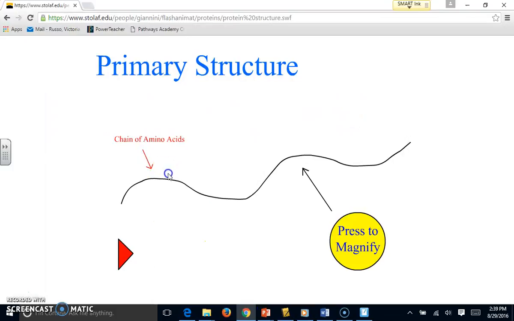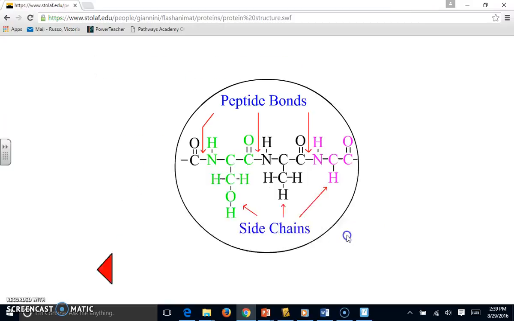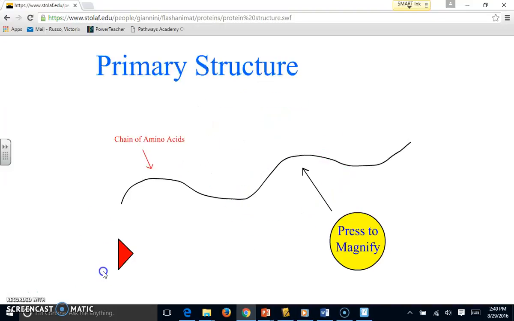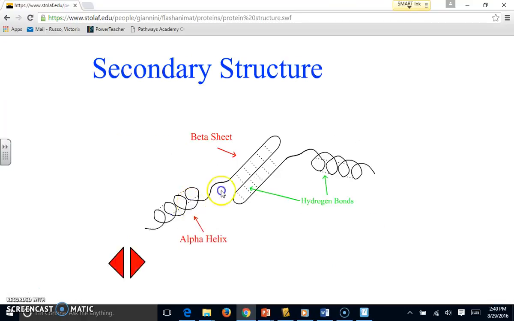So we see here, this is the linear structure of amino acids, or its primary structure. The line represents lots and lots of amino acids bonded together. If we magnify, you can see along the line there are these peptide bonds bonding the amino acids together. If we click further, you'll see we start seeing the formation of the alpha helix and the beta sheet. Remember, these are due to hydrogen bonds between atoms that are not in the R group, so between the C double bond O and the NH of various amino acids.